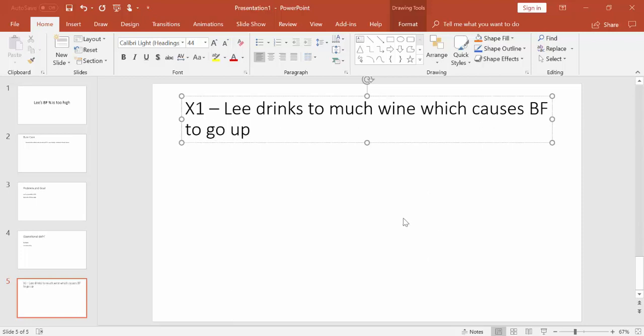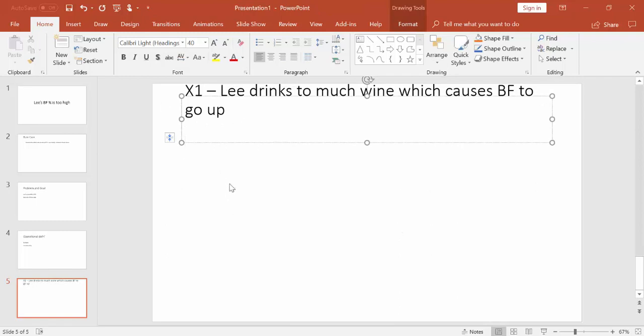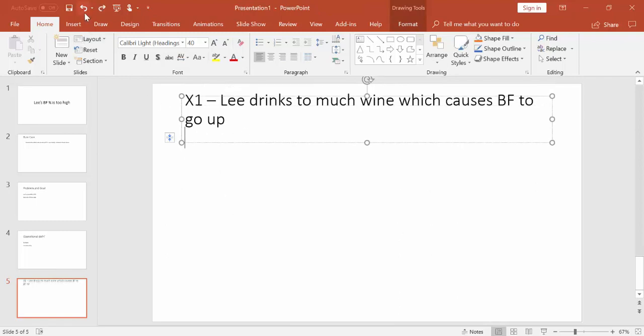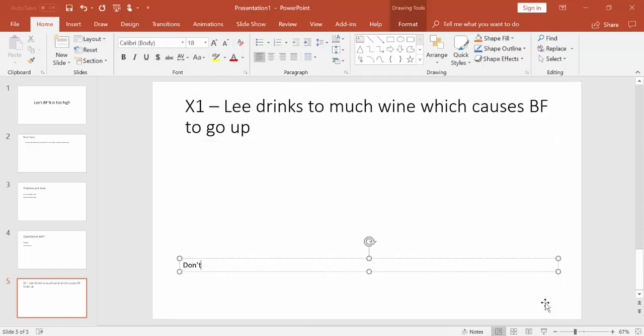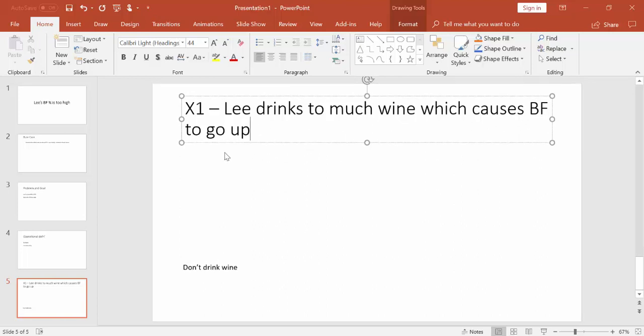All right, now, because what people like to do is they like to go straight to the solution. They like to come into this slide and say, way down here, don't drink wine. Well, that's a very obvious solution, but I don't know what it fixes. So what I want to hear is, and you could also say the solution is Lee should not drink wine, but what is the X that fixes? That is often the missing link in presentations.